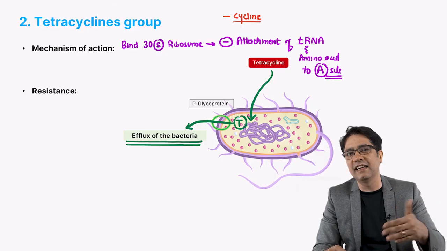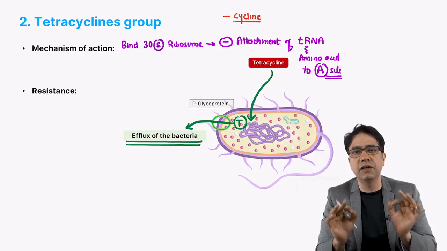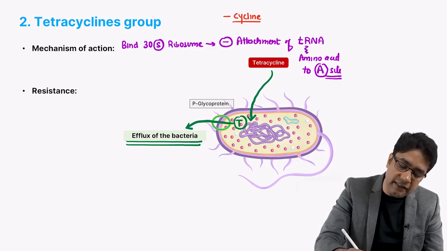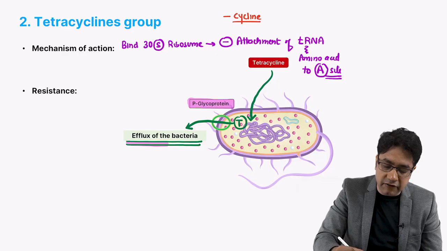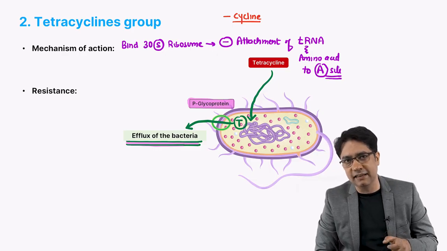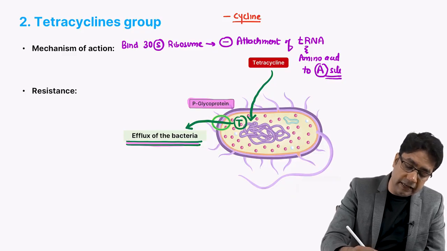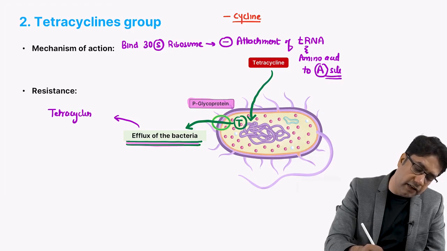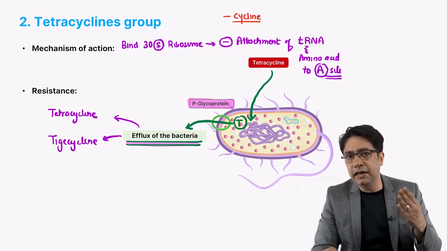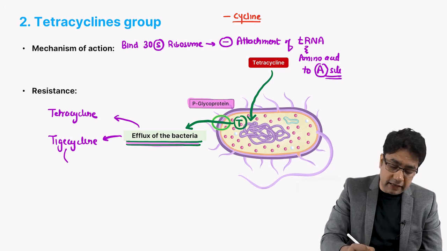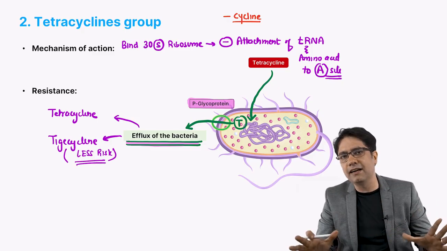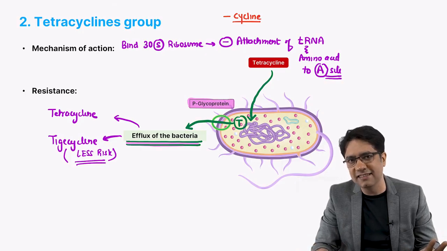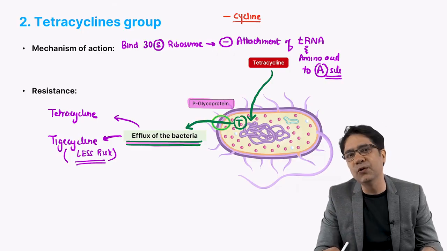And to throw this tetracycline out, bacteria makes a special protein. This special protein is P-glycoprotein. So bacteria makes P-glycoprotein which causes efflux of this tetracycline. Remember, this efflux out of a bacteria is cause of a resistance to tetracycline and its brother tigecycline. Remember, tigecycline is a new drug, but right now there is less risk of resistance to tigecycline because only some bacteria are making this type of resistance mechanism. Most of the bacteria are still sensitive to tigecycline.